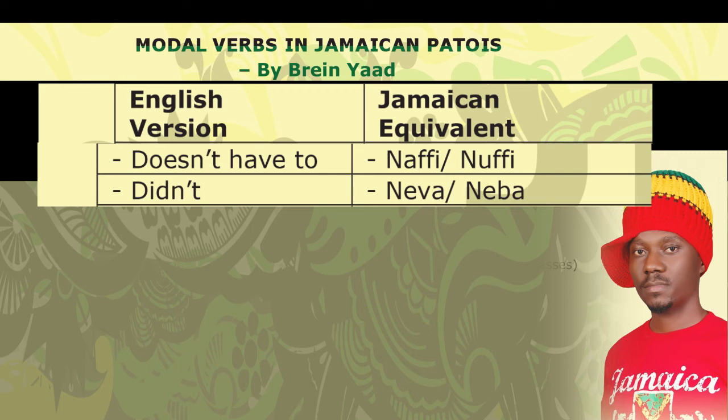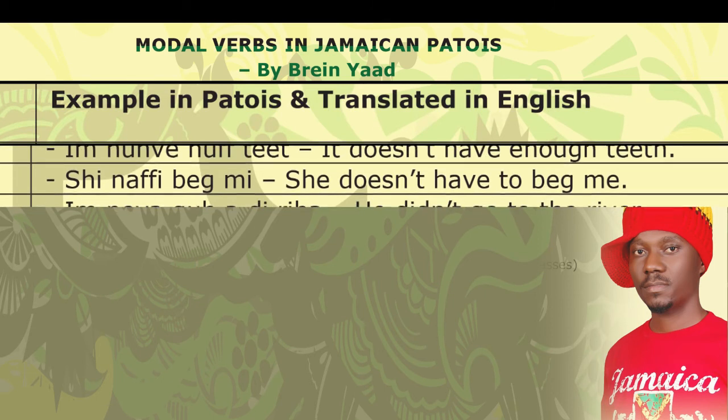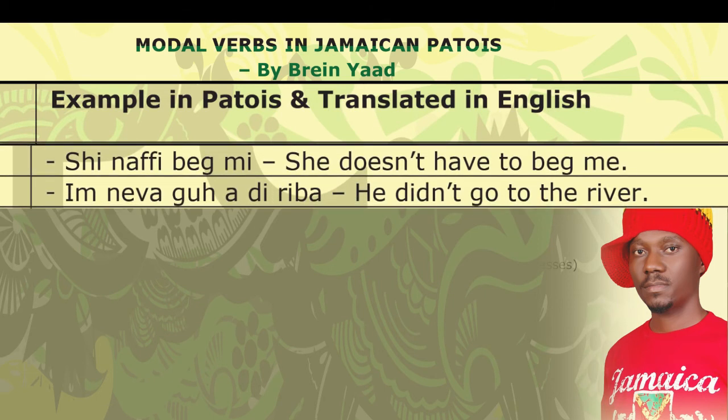When you say never, you mean never. And you say never to mean didn't. So somebody says, "Him never go at the river," meaning, he didn't go to the river.